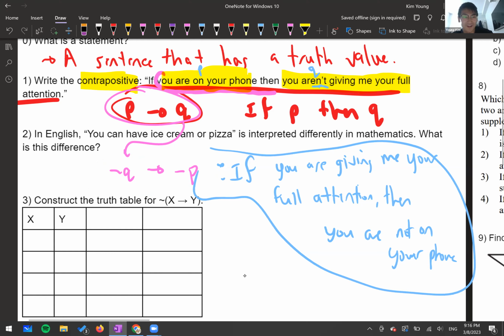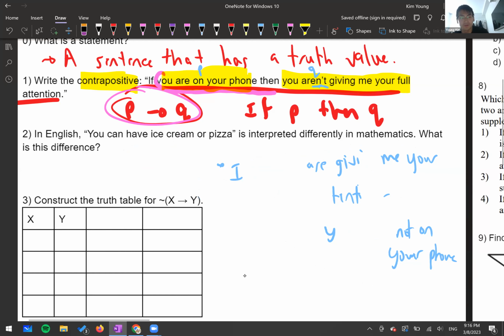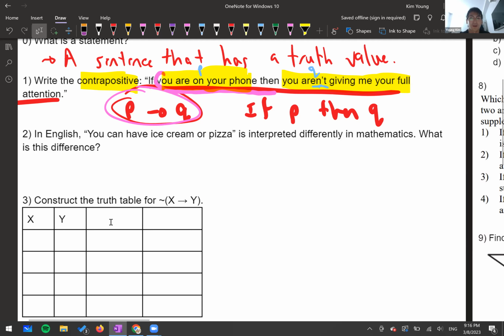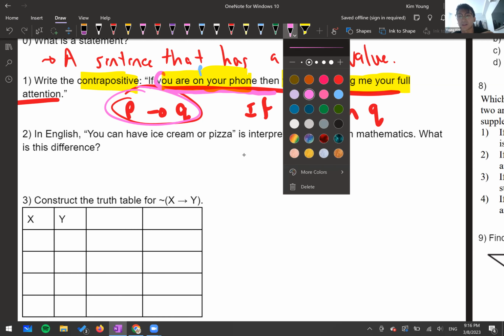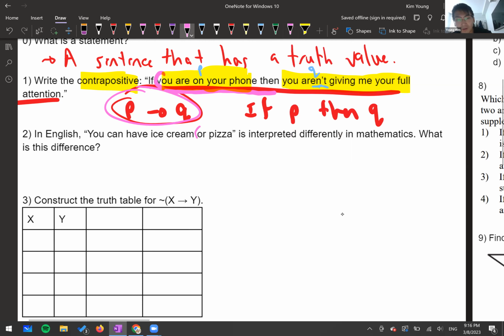Number two, you can have ice cream or pizza is interpreted differently in mathematics. What is this difference? What I was looking for in this question is that in mathematics, the or that they use is an inclusive or. They also have an exclusive or version, and I hear that it's used a lot in computer science, but in general, by default, the math or is inclusive.